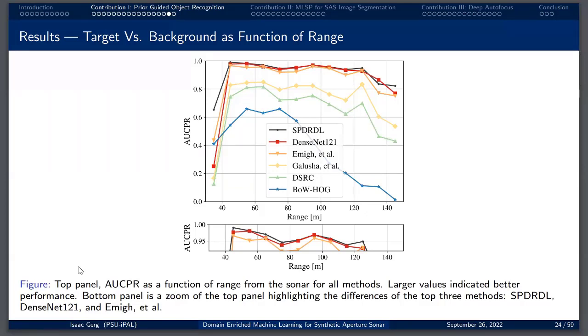What I can see here is that as I bin up my range and calculate AUCPR as a function of range, in the sweet spot of the beam, the algorithm that we propose does the best, and we get the best benefit when we're in close to the sonar and also when we're far away from the sonar.